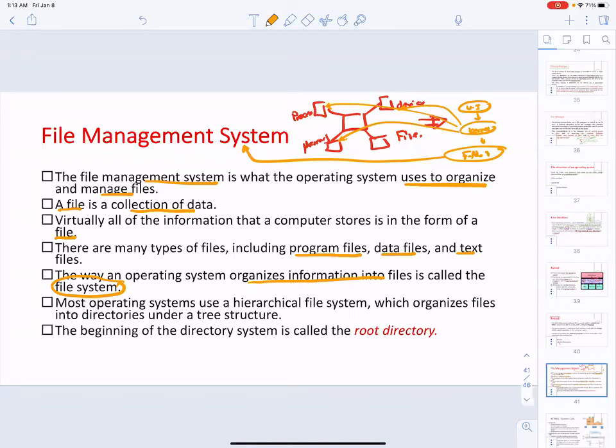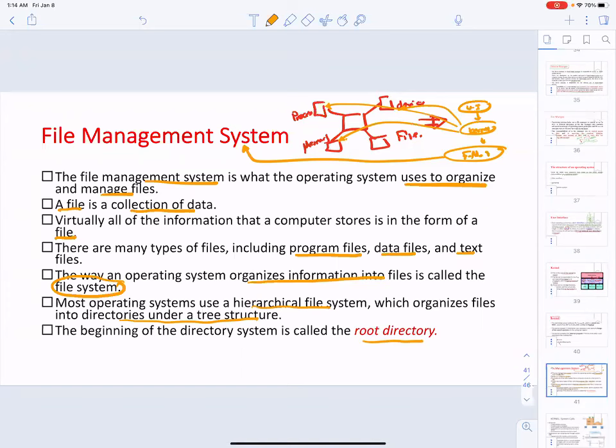We know that the traditional file system that is commonly used in modern operating systems is the hierarchical file system, in which files are stored in directories under a tree structure. The starting point or the beginning of this directory tree is called the root directory.